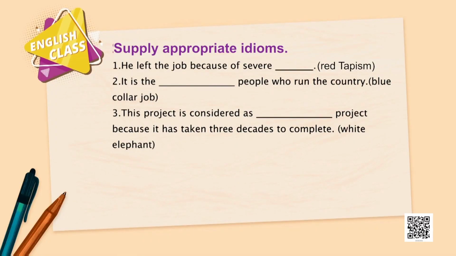This project is considered as dash project because it has taken 3 decades to complete. This project is considered as white elephant project because it has taken 3 decades to complete. From red to blue to white, we are introducing some more colors. White elephant is considered difficult to manage. So, the government or the project is unable to be managed. So, we call it a white elephant project.